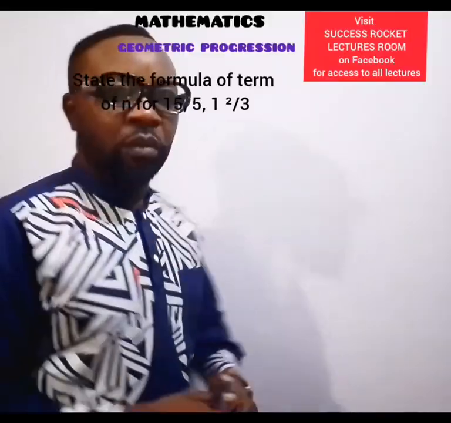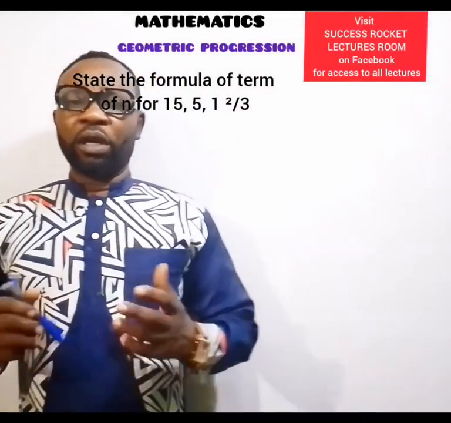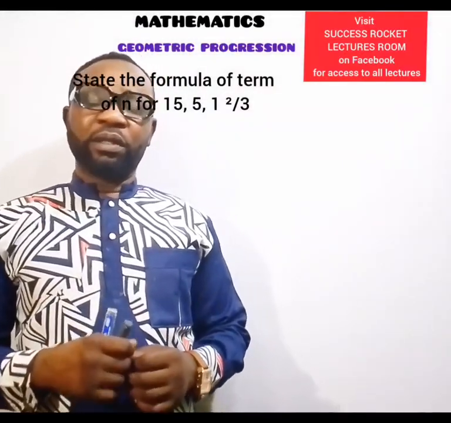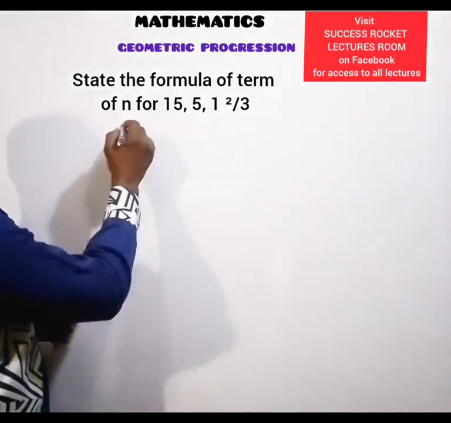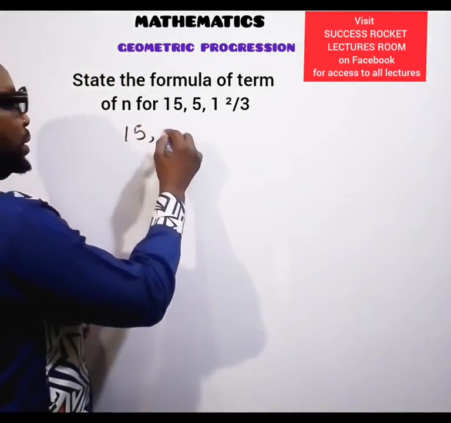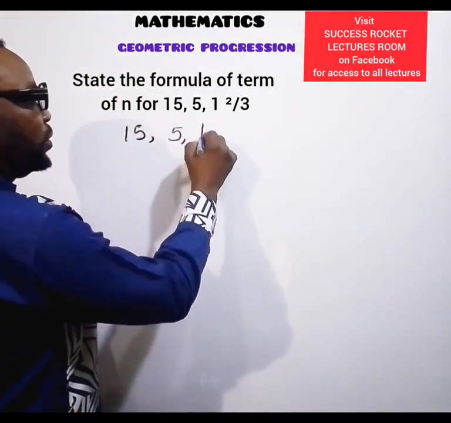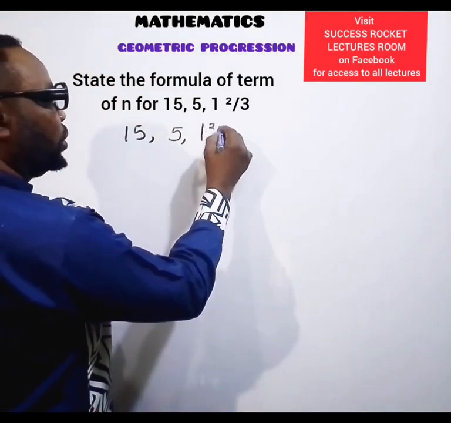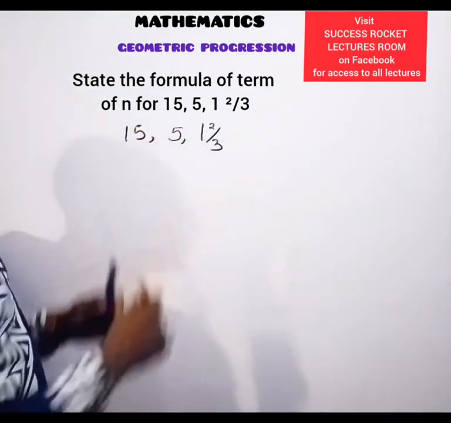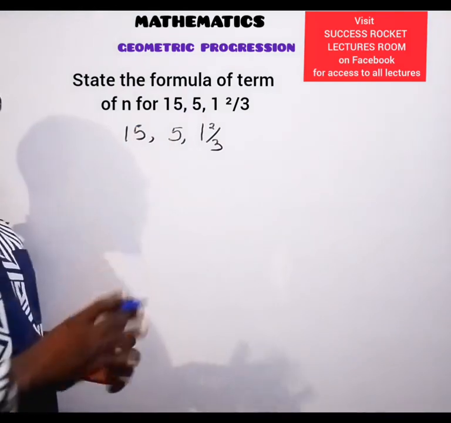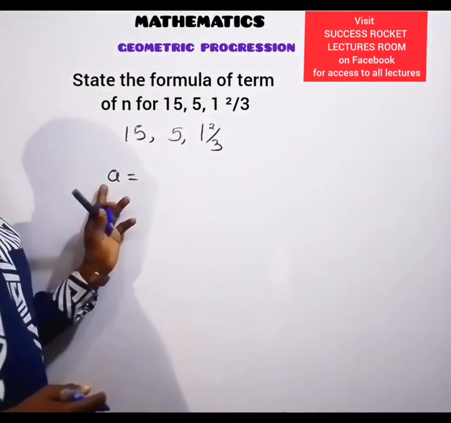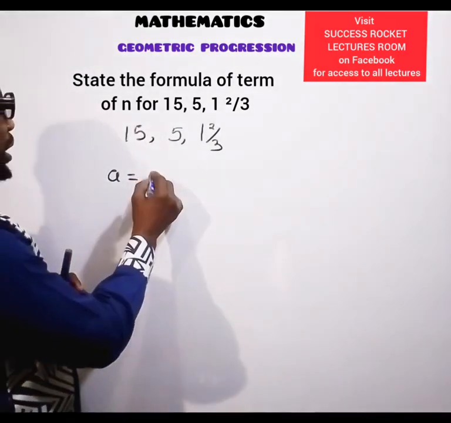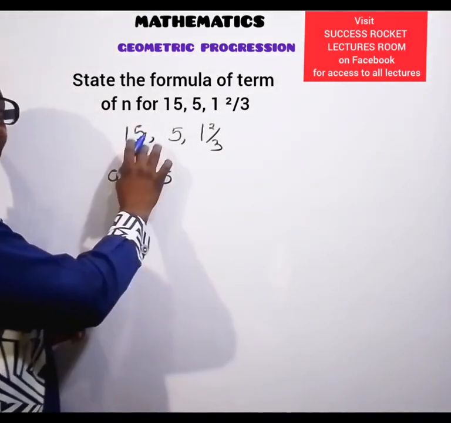Do stay tuned. In this question we have here, we are asked to find the formula in terms of n for the given set of geometric terms. Let's look at those terms. Those terms are 15, 5, and 1 whole number 2 over 3. Now, these are the terms given to us. Obviously, we can easily see that the first term here, which is represented by A, is given to us to be 15, as we have it here.